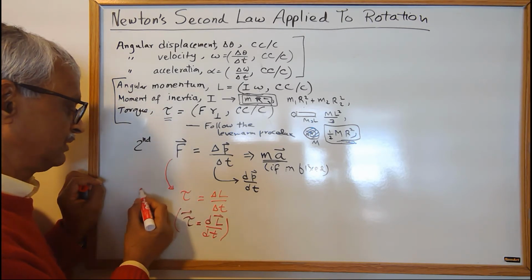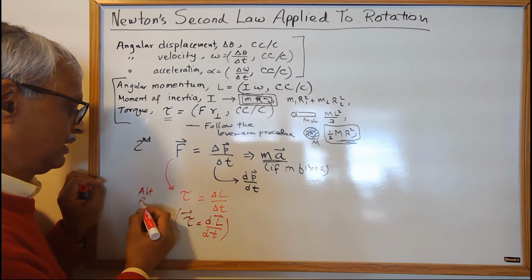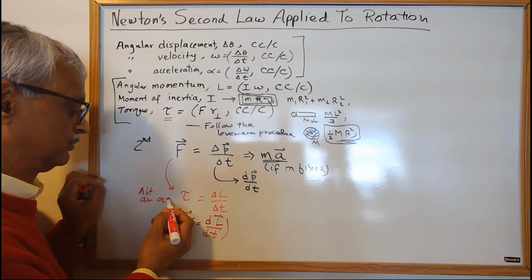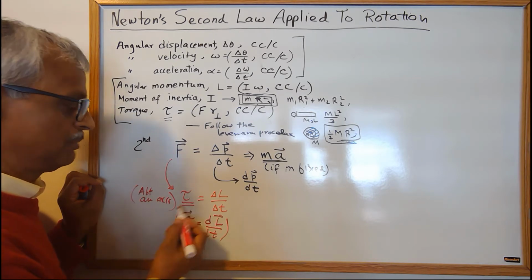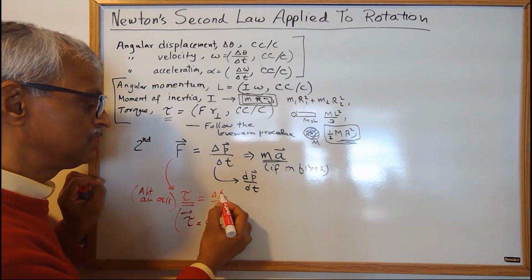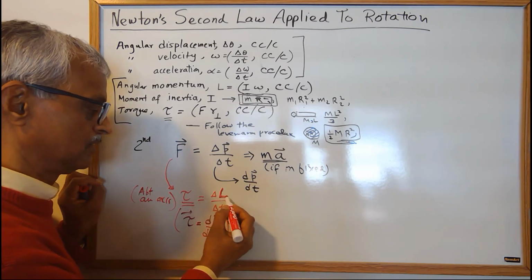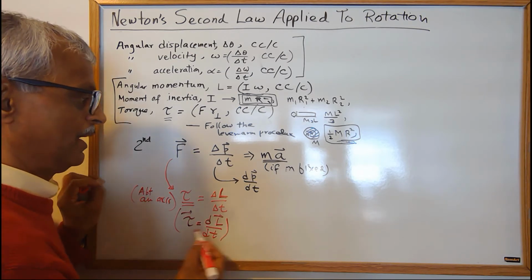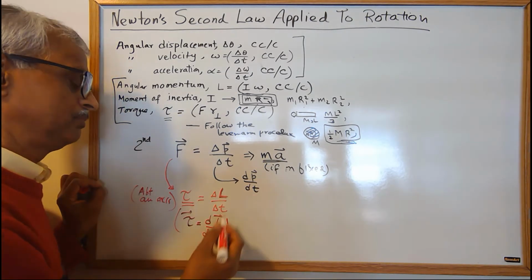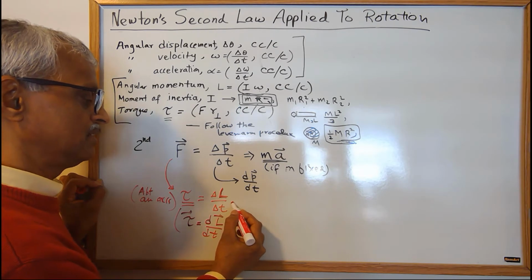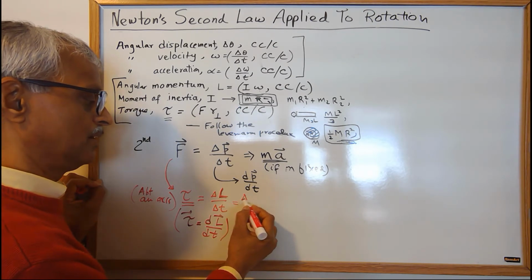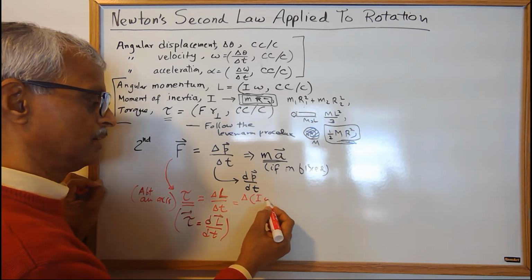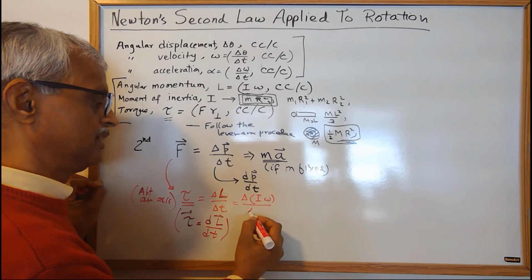This is all about an axis. About an axis. So the torque about some axis, the angular momentum is about the same axis. And what happens to this guy? Well, if I look inside here, it's a delta of I times omega over delta t, right?